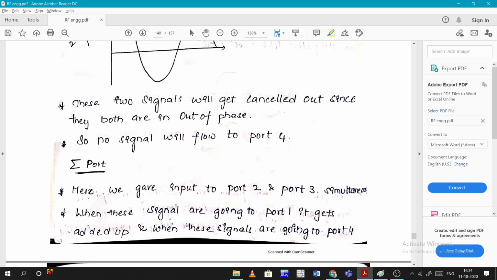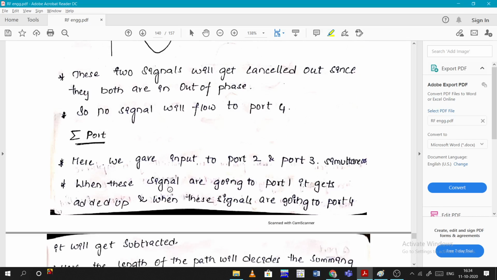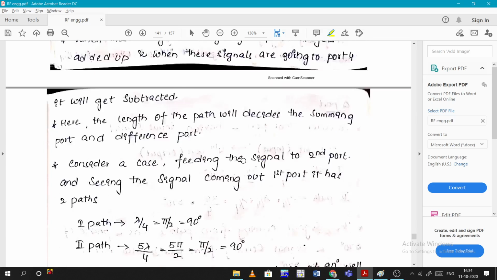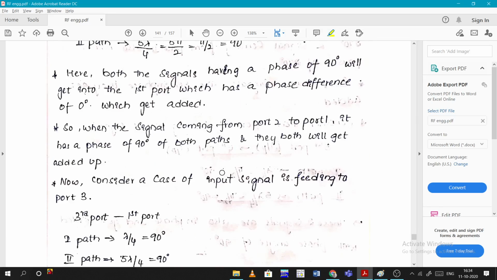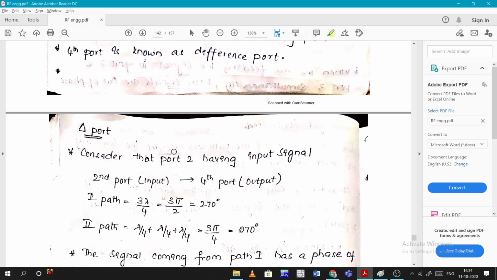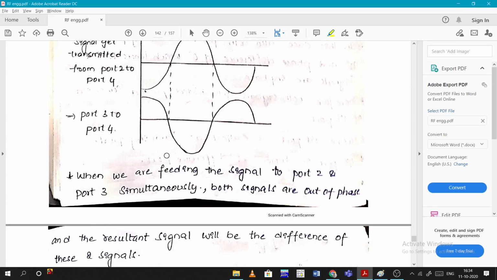So summing port: here we give the input to the second. Now why is it called the summing port? If we give inputs to port 2 and port 3, what will happen? They will get added up in the first port, and for the fourth port, they will get subtracted. So that's why that is called the difference port.